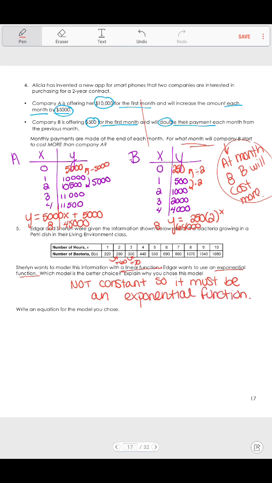Okay, and I'm not going to do this in the video, but for the next part, you would write the equation in a, b to the x form, which means you need to figure out what the y-intercept is and what the multiplier is. Okay.